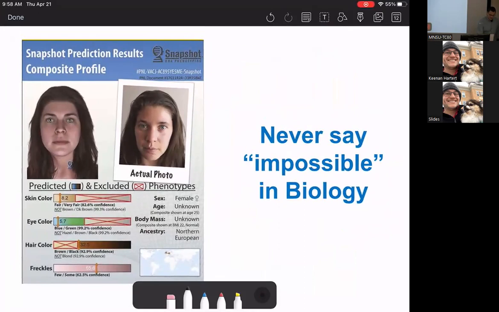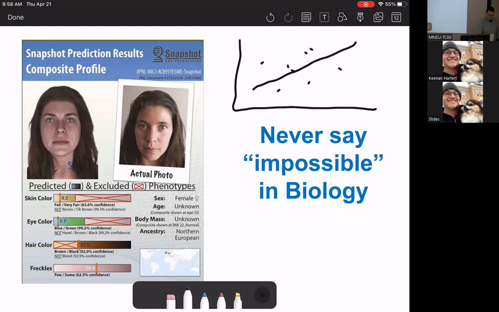Because like with stats, as far as like what the fit is, if these dots are individuals, but the trend is that way, it can always be a little different, right? Stats apply to populations, not individuals. So data like these, yeah, it's possible, but you have to take it with that grain of salt. You can put together different genetic differences and predict how somebody might look.